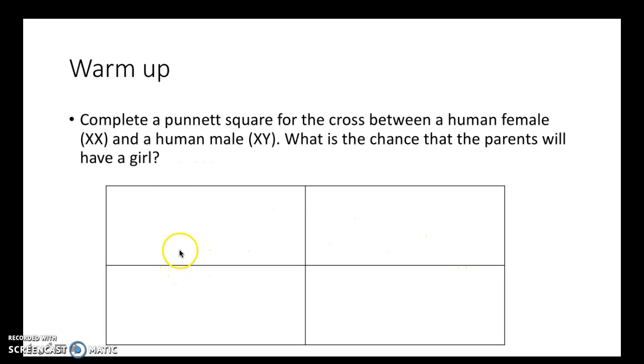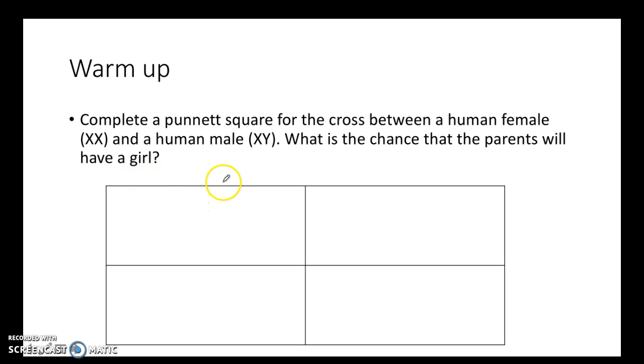All right. So just a little warm up to get started. I want you to try to figure this out. It's very, very simple. It says to complete a Punnett square for the cross between a human female, X and X, and a human male, X and Y. So what are the chances that the parents will have a girl?